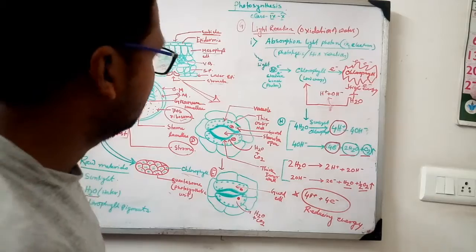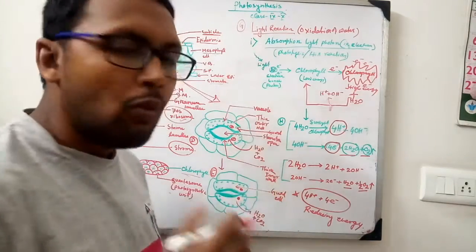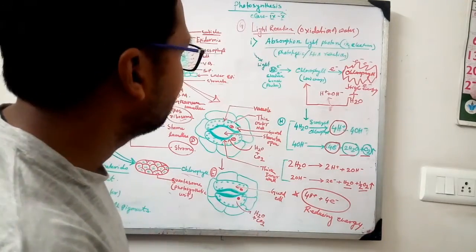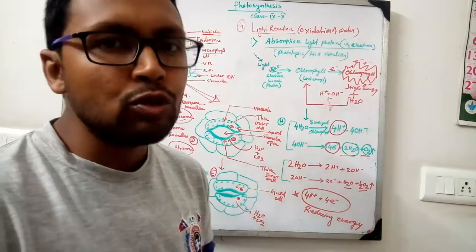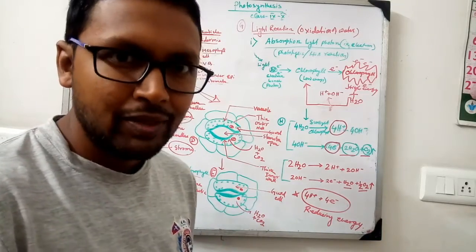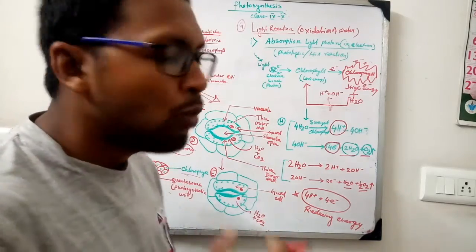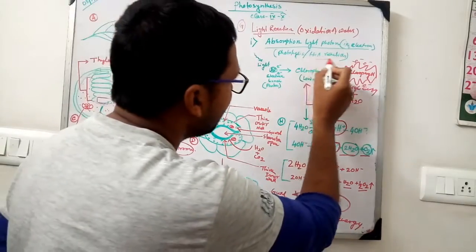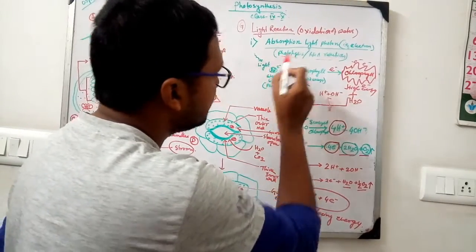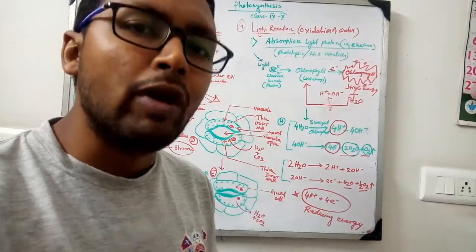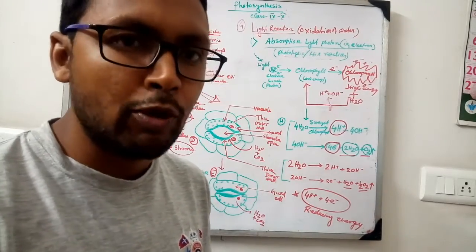Now let's consider the light reaction. What is actually the light reaction? Light reaction is also known as Hill reaction. It is also known as photolysis. It is a Hill reaction. You can say it's a photolysis and oxidation of water. It is oxidation of water.